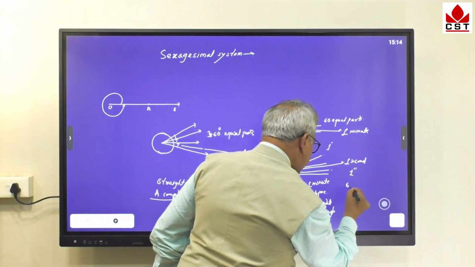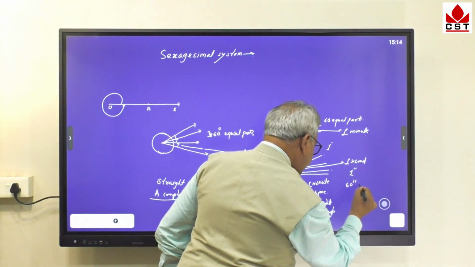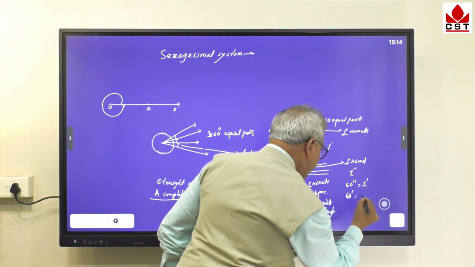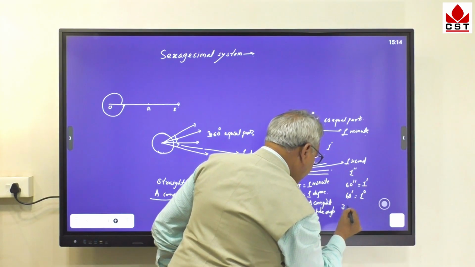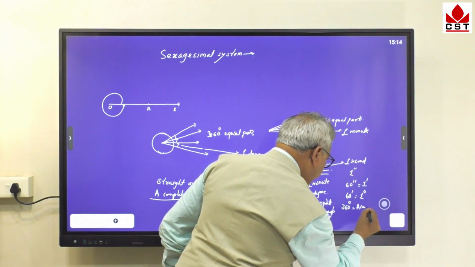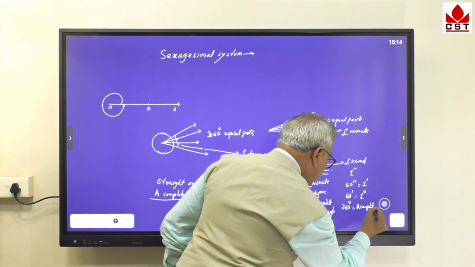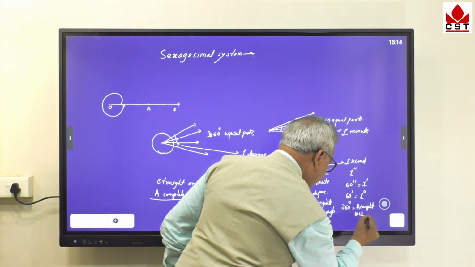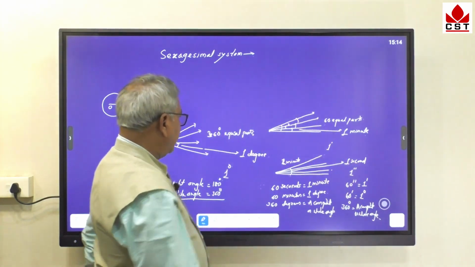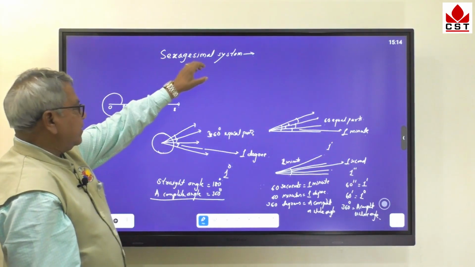Or in short, 60 seconds is equal to 1 minute, 60 minutes is equal to 1 degree, and 360 degrees is equal to a complete or whole angle. So this is a sexagesimal system.